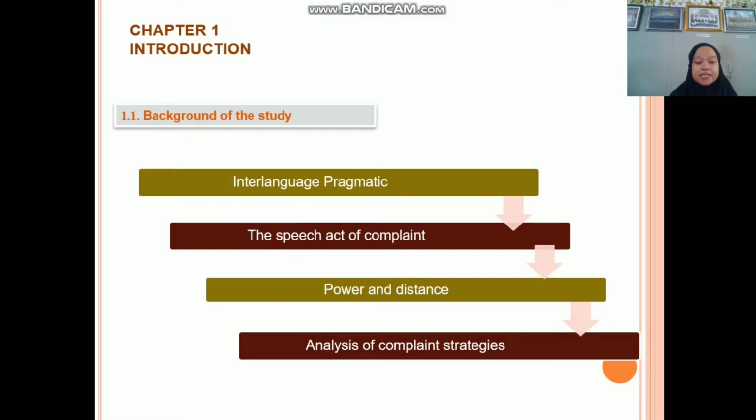In pragmatic study, there is a term interlanguage pragmatics. Pragmatically, complaint can be explained through speech act theory. One of the speech acts is expression of complaint, which can be influenced by power and distance.